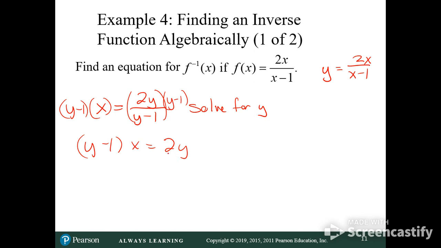Then I'm going to divide by y on this side, both sides, and divide by x on both sides. So the x's cancel on this side and the y's cancel on this side. So y minus 1 over y equals 2 over x. And then I have to somehow get y alone.